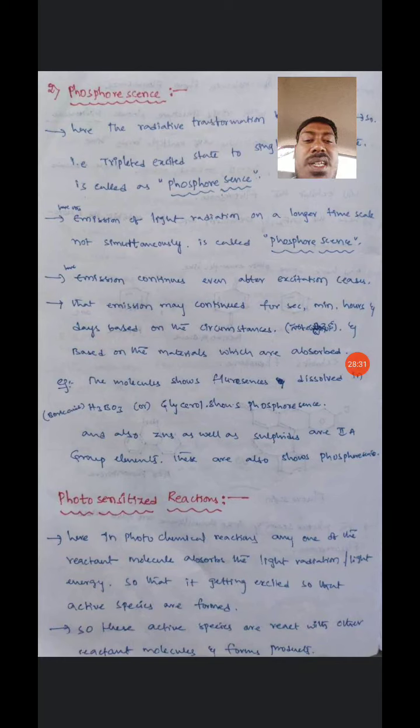The emission continues even after the excitation ceases. The emission may continue for seconds, minutes, hours and days, based on the circumstances and the materials which are observed.